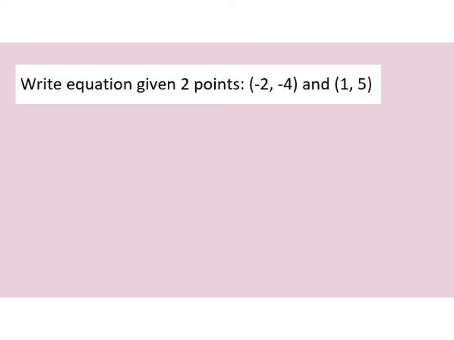Now we're going to do the same thing, but with 2 points. So we're going to write that equation, y minus y1 equals m times x minus x1. But we have 2 points, so you can use either one and it'll work out for you. I'm going to use the second one just because it's positive. But first, I actually need to find my slope.